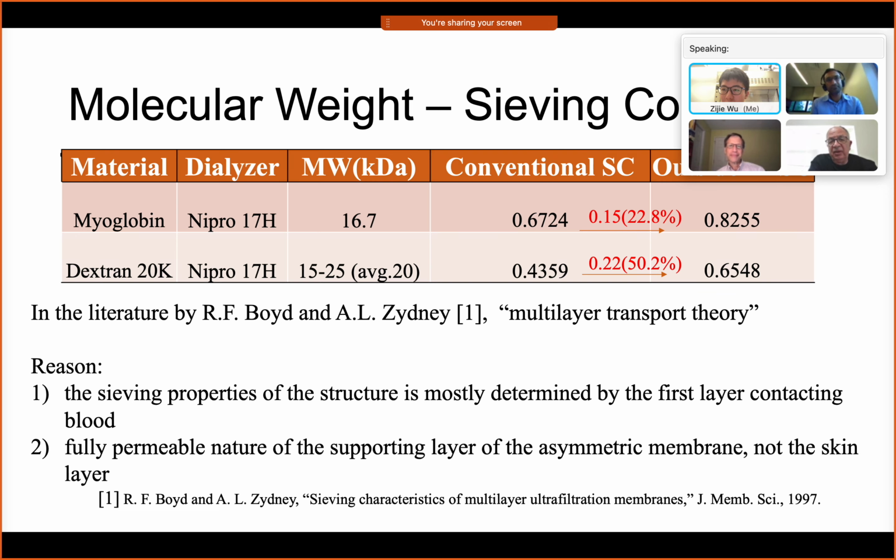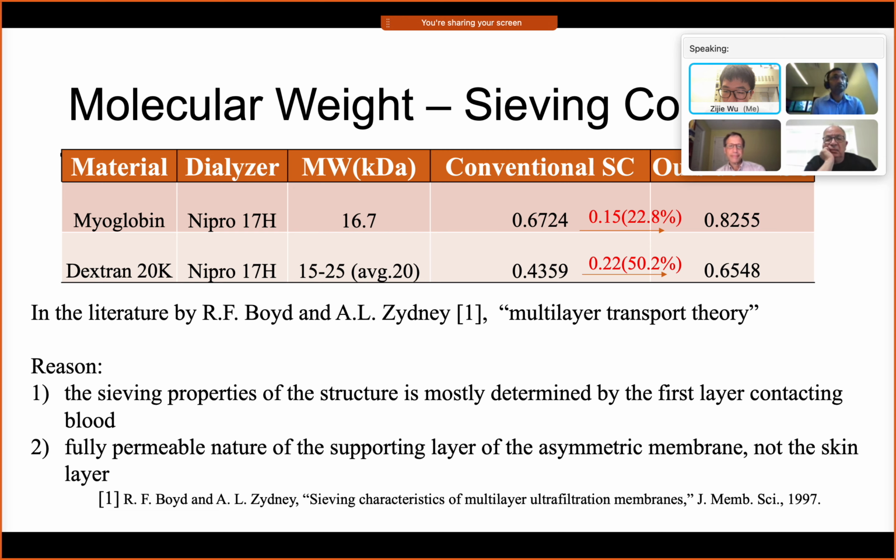And that can happen in 5 minutes? Yep. Okay. And that's the exact explanation that Dr. Zydney just gave. The sieving properties of the structure mostly depend on the first layer that is contacting the blood. And in the outside-in mode, the layer contacting the blood will be the supporting layer instead of the skin layer.